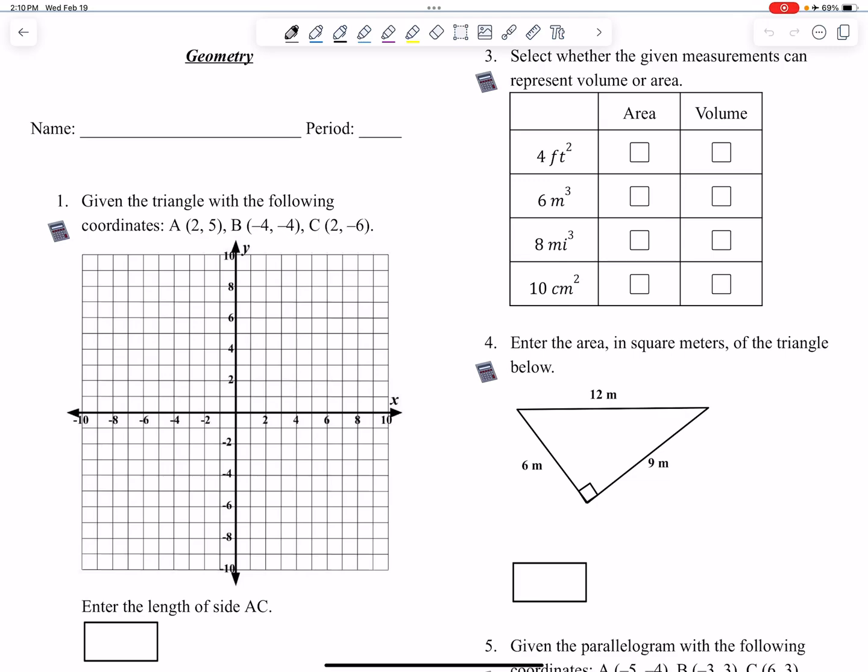Today we are going to work on sixth grade math with a focus on geometry. Let's just take a look at what we have to deal with. It looks like I got some check boxes to deal with. I see a bunch of calculators.